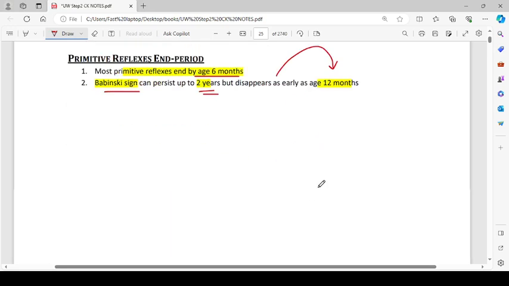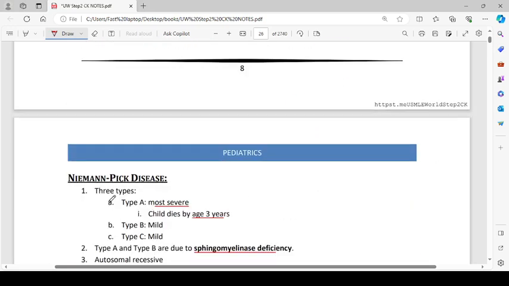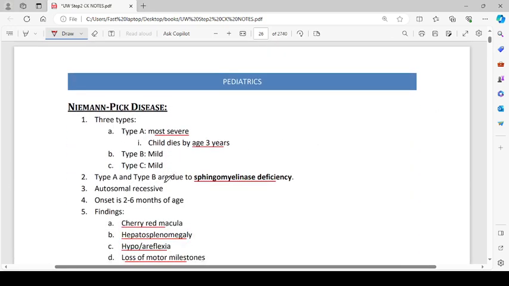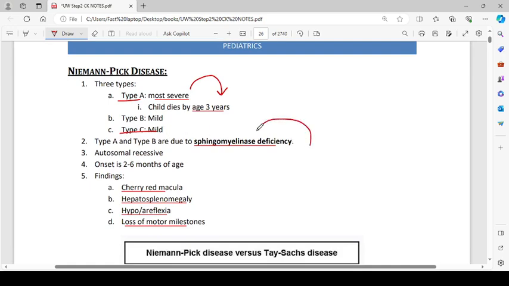Then the next point is Niemann-Pick disease. There are 3 types of Niemann-Pick disease. Type A is most severe, and the child will die by the age of 3 years. It is basically a lipid storage disease, and types B and C are mild. Types A and B are due to sphingomyelinase deficiency. Autosomal recessive.